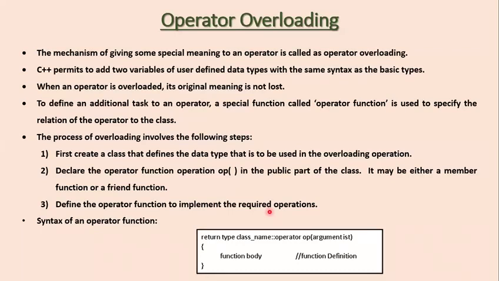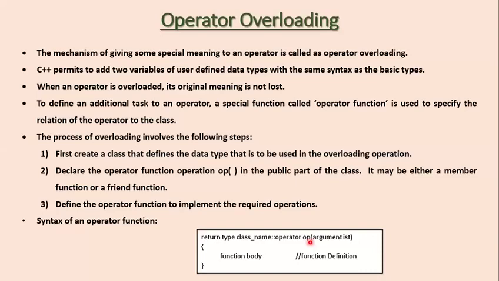First, the syntax. If you are going to use operator overloading in your program, you need to follow this syntax. The syntax is a return type, then class name, then scope resolution operator. After that, the operator keyword is there, and this OP means your actual operator. It can be plus, minus, increment operator, or decrement operator.